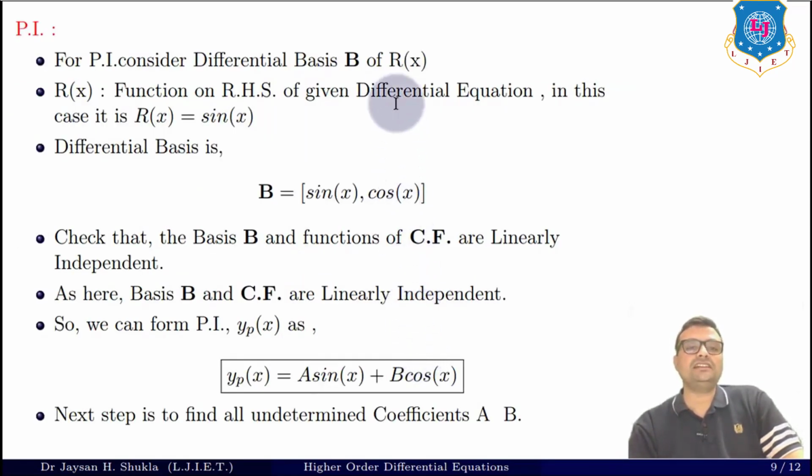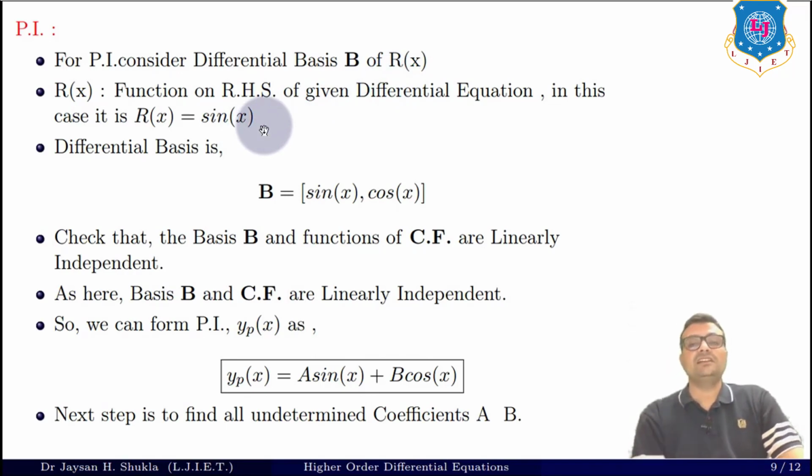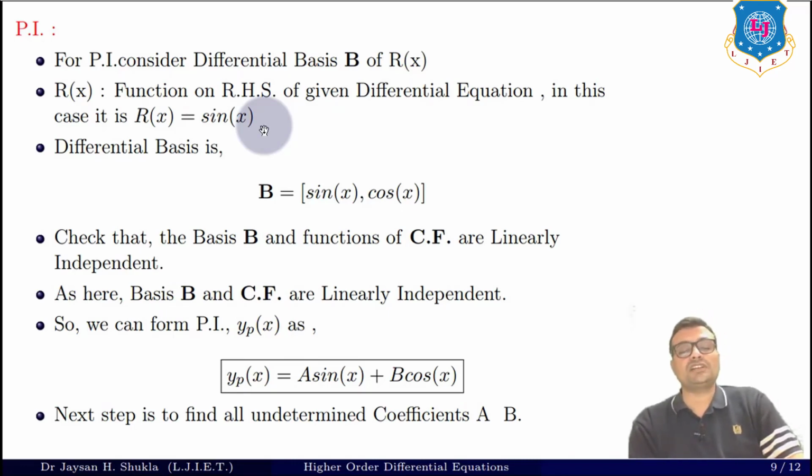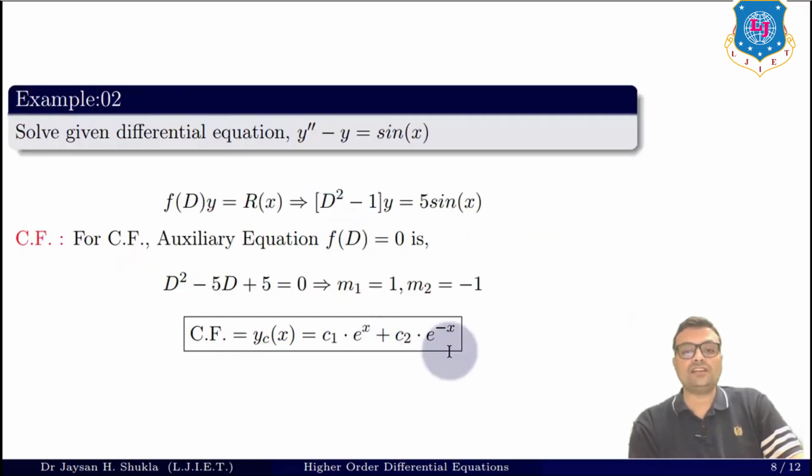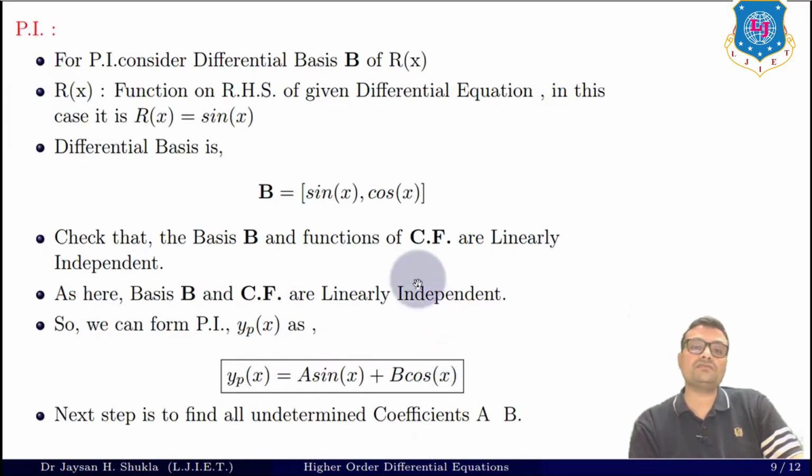Now, considering the right hand side of the equation, it is sine of x. Now, what are the possible derivatives of sine x? Derivative of sine is cos x, derivative is minus sine x, derivative is minus cos x, derivative is sine x. So there are basically only two variable parts, sine and cos. So this is the differential basis of this function. Now, checking whether there is any repetition with the CF or not. So the CF is e raised to x, e raised to minus x. There are no repetitions with sine and cos. Therefore, we can consider this as a valid differential basis.